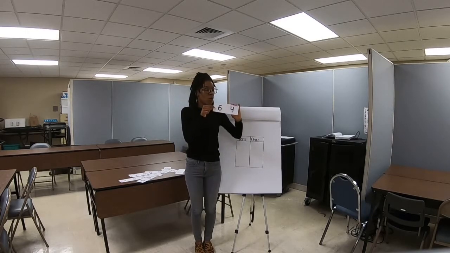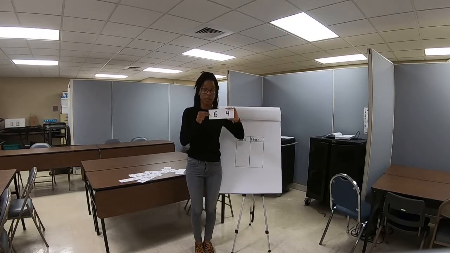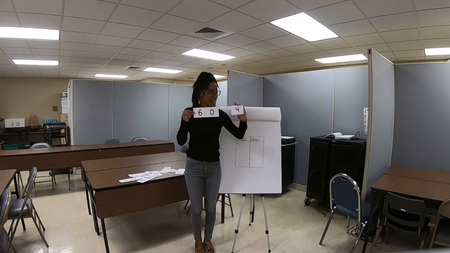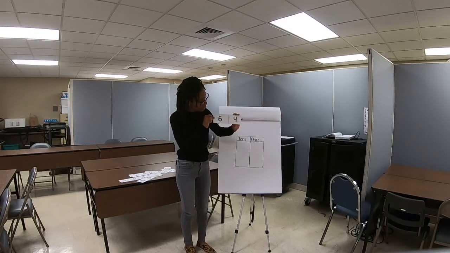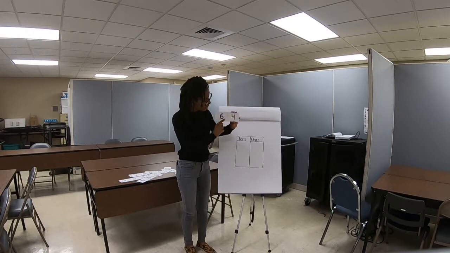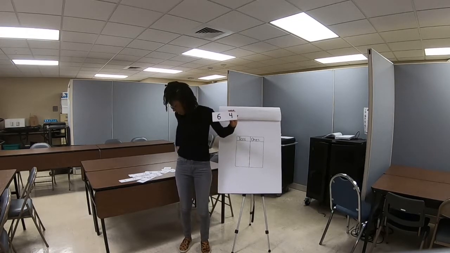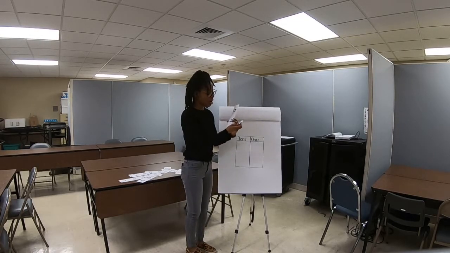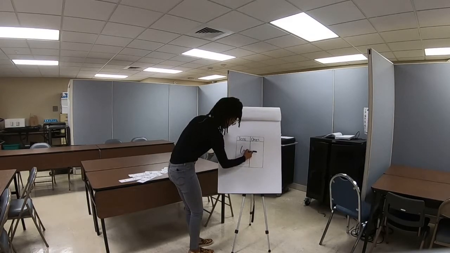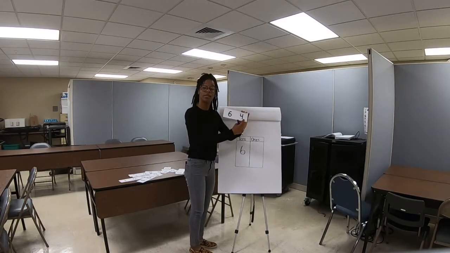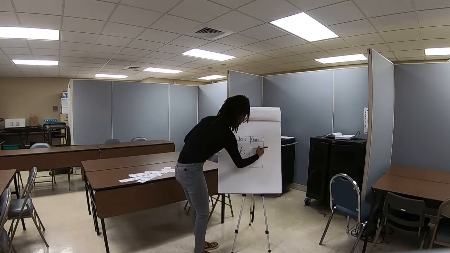Okay, so when I pull apart 64, I am going to get 60 and 4. If we put this into our place value chart, let me put it back together. Let me get my marker. There are 6 tens and how many ones? 4 ones. Good job.